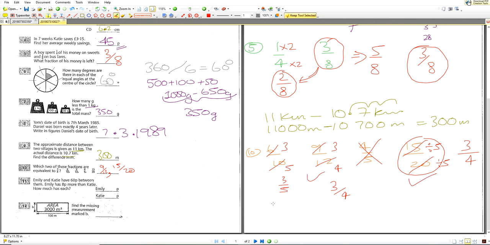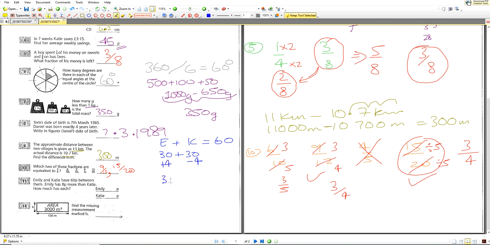Question number 11. Emily and Katie have 60p between them. Emily has 8p more than Katie. How much has each? So let's get a new color so we can see the difference. Okay, so Emily and Katie together, if you add their money, it gives you 60p. Now normally, if they were to have it equal, it'd be 30 and 30. Now because Emily's got 8p more, you have to minus 4p from Katie and add 4p here.